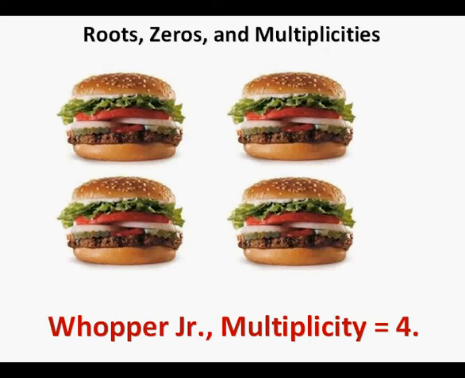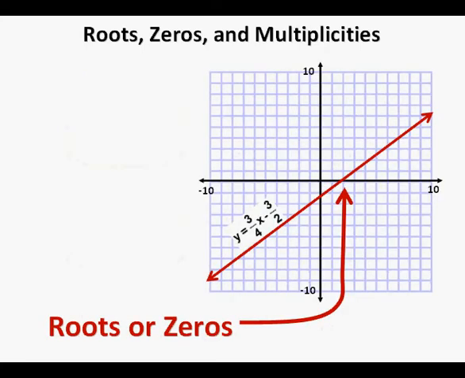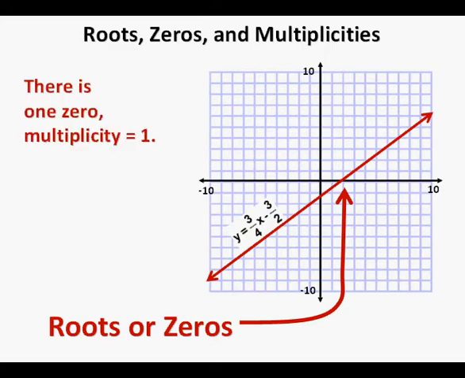But what we're talking about in algebra when we say multiplicity has to do with the number of zeros or roots of a function. This function, the linear function y equals 3/4 x minus 3/2, has a root with an x value of 2. Since there is one root or x-intercept, we say that this root has a multiplicity of 1.